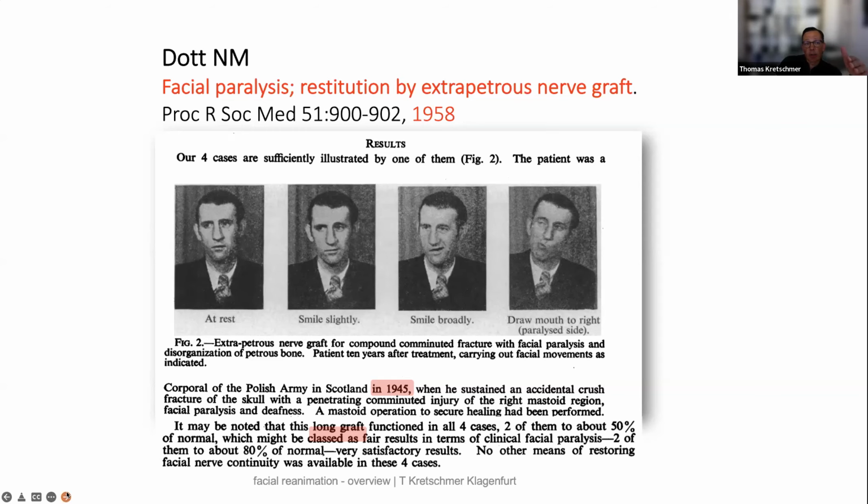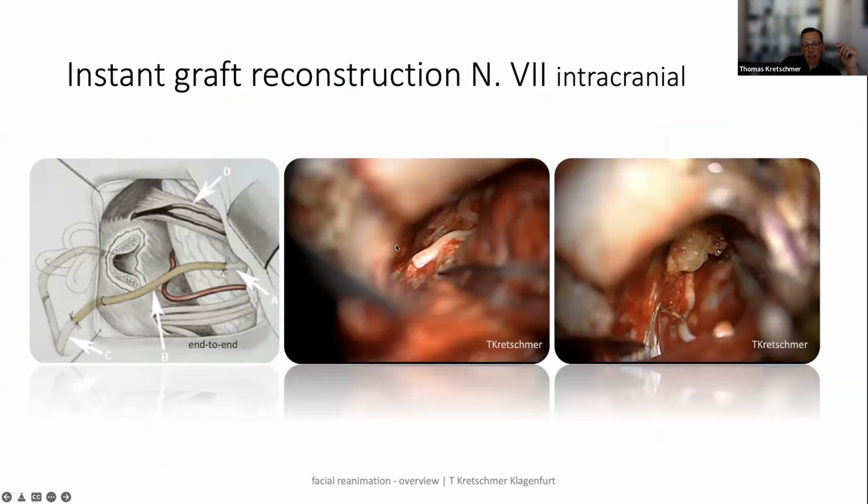This is an example of instant graft reconstruction, intracranial, after a large tumor was resected, and it was already clear that within the CPA, the nerve is completely transected and gone with the tumor. So in principle, you have a direct graft repair.